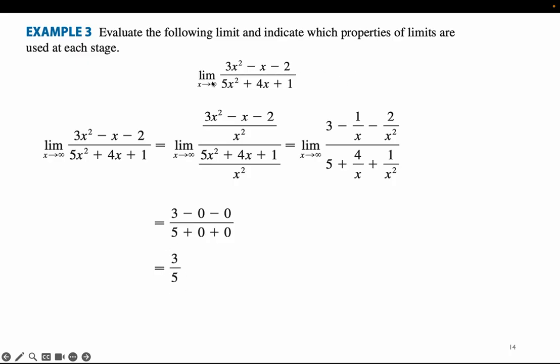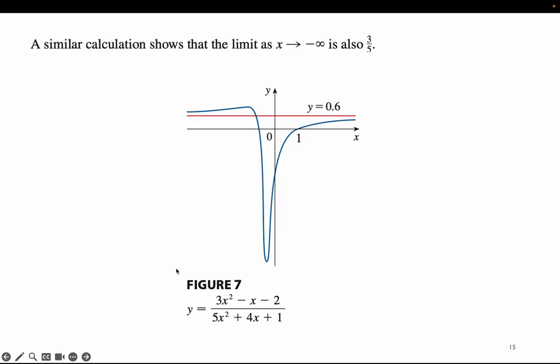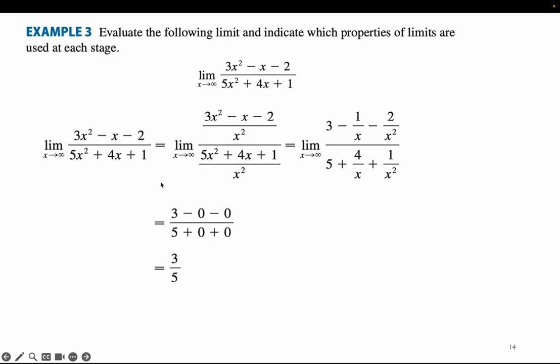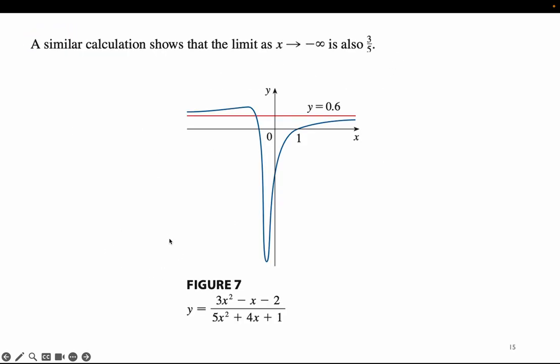And we notice that the key here is that if the powers are the same, this limit will always give you the coefficient in front of the highest power. This is always going to be true. And so here's the graph of that function. Notice that as x approaches infinity, it gets closer and closer to 0.6, which is 3 over 5. So that's exactly what we found, right? This 3 over 5, or 0.6, is exactly the horizontal asymptote.